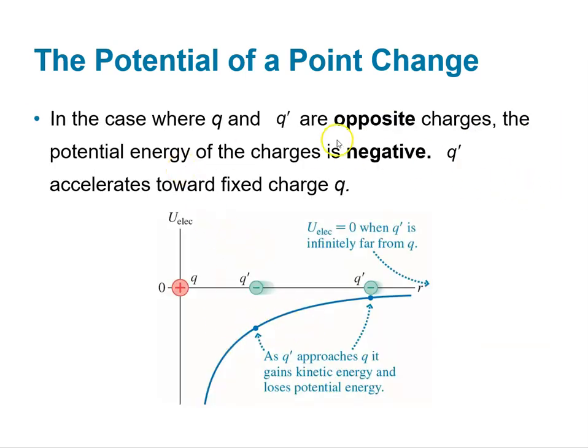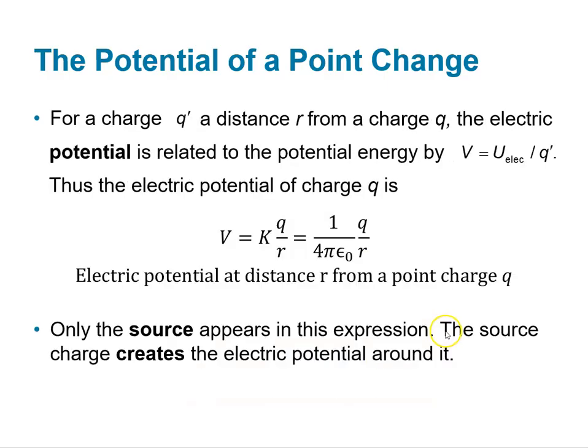All right, so it says in the cases where Q and Q prime are opposite charges, the potential energy of the charges is negative. And that's because Q prime wants to move towards Q. So it's accelerating. Q prime has more potential energy out here, less potential energy out here. It's the opposite of a positive charge.